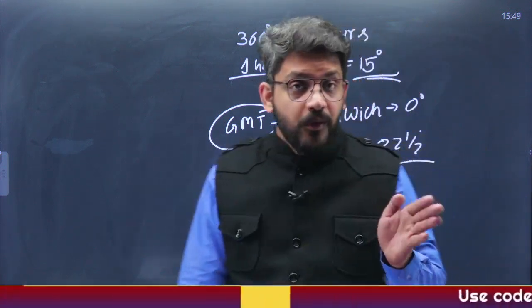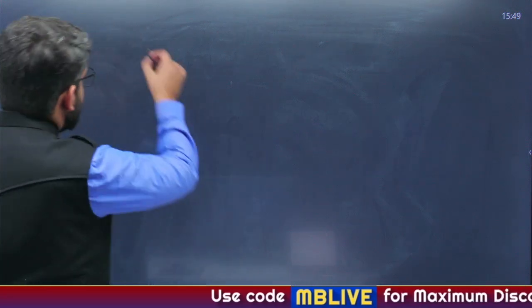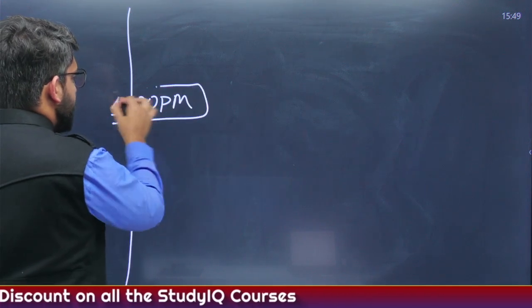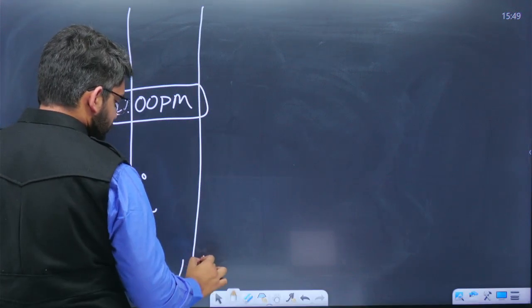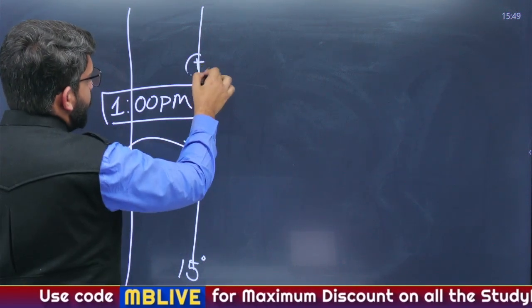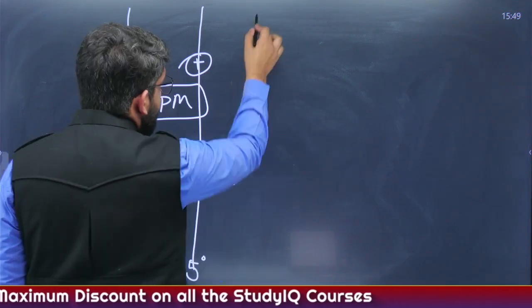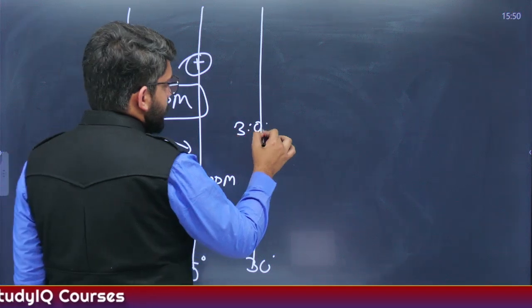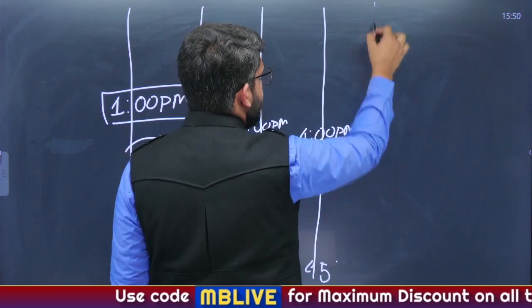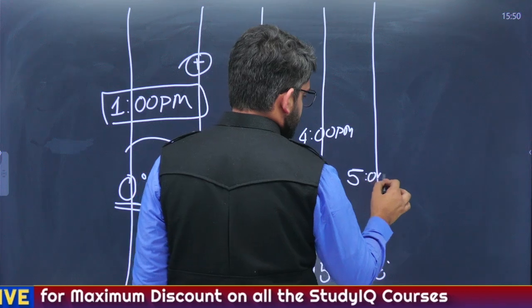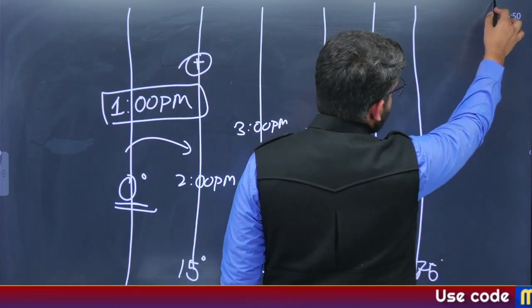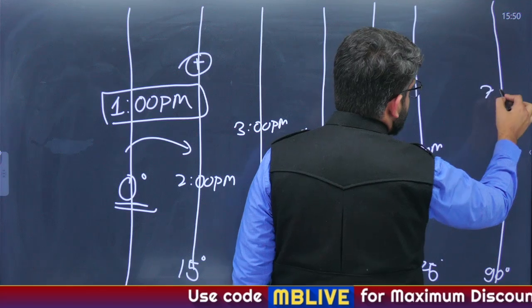Now, if you go from 0 to 82.5, we can go like this. This is 0 degree, and take it as 1 p.m. Now, this is 15 degree, 15 degree means 1 hour, and we are going in the direction of east. That means we have to add, it is 2 p.m. Then 30 degree, it is 3 p.m. 45 degree, it is 4 p.m. 60 degree, it is 5 p.m. 75 degree, it is 6 p.m. Then we have 90 degree, and it is 7 p.m.